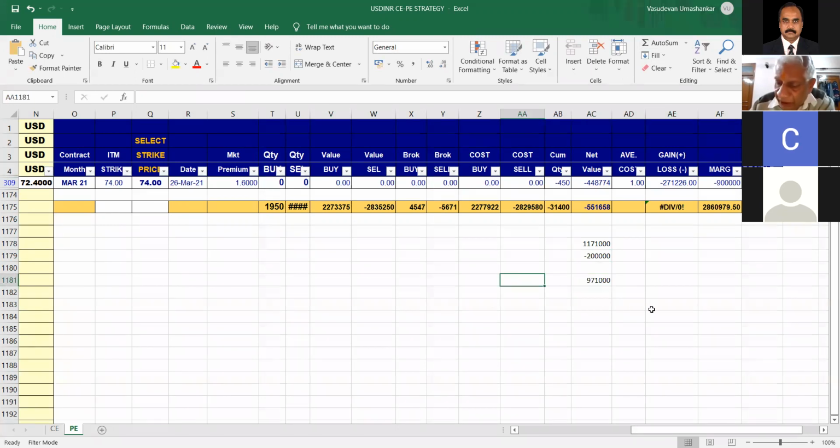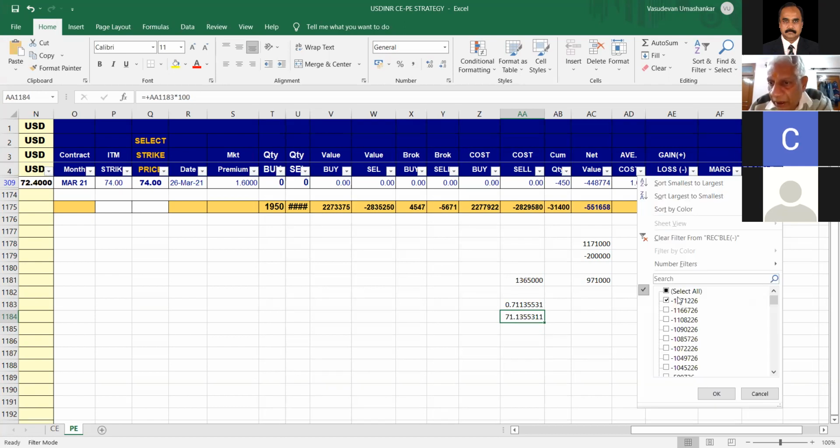9,71,000, whereas my profit is 13,65,000. Profit percentage for 2 years, into 100. This is 71.13. I am presuming this entire 9,71,000, I am keeping it for the entire year. But again, I am coming. You see this. The pipeline money is getting decreased actually here.